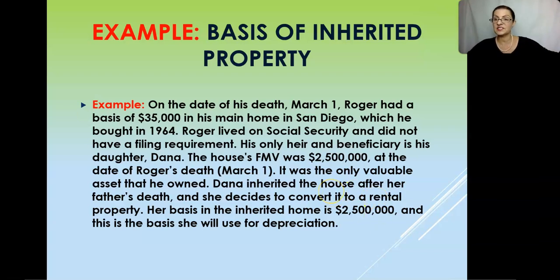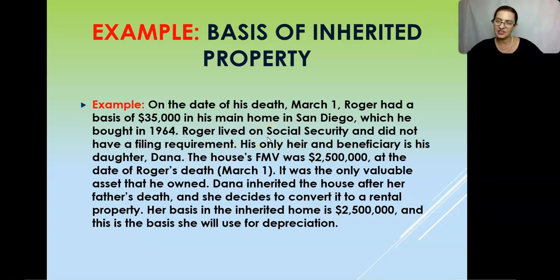And if she was to sell this house, if she was to decide to sell it rather than converting it to a rental, then the basis that she would use for determining whether she had a gain or loss on the sale would also be $2,500,000. So if she were to sell it for $2,500,000 exactly, then she would have no gain on the sale. Okay. Now, this doesn't always work for the benefit of taxpayers.